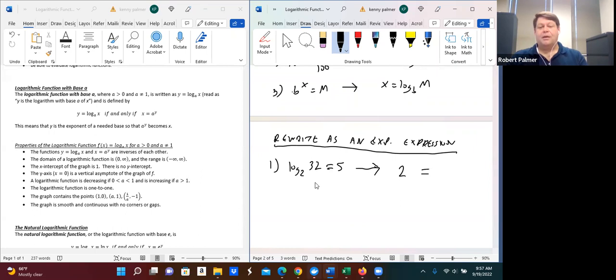Put an equal sign here. Then remember, a logarithm is equal to an exponent. So the exponent, what the log is equal to, will be right here. Just match things up. And then what's left is the 32. And then you can check to make sure that's true: 2 to the 5th is 32. Okay, let's do another one.